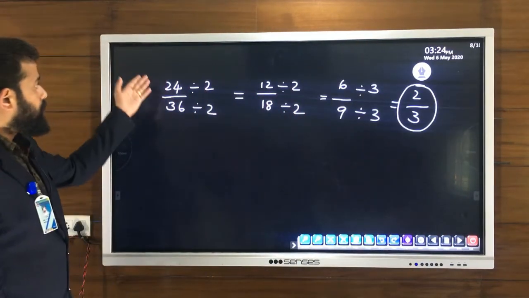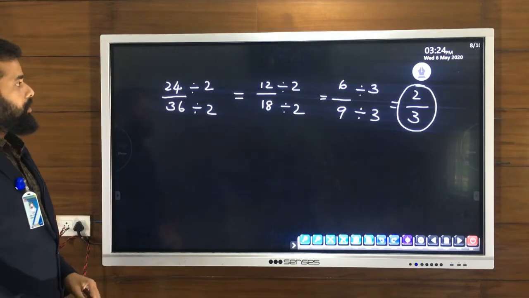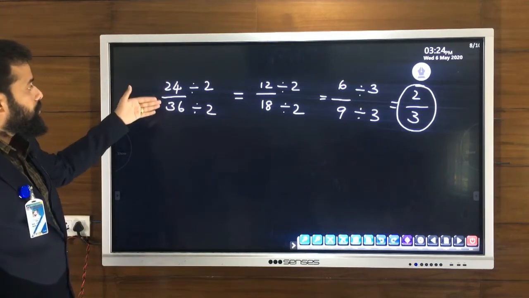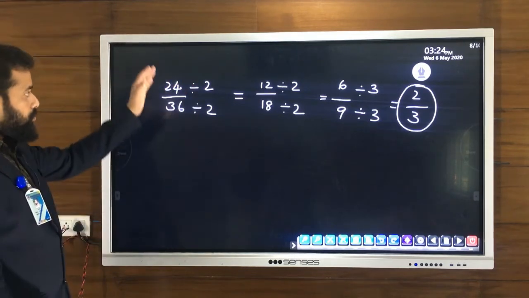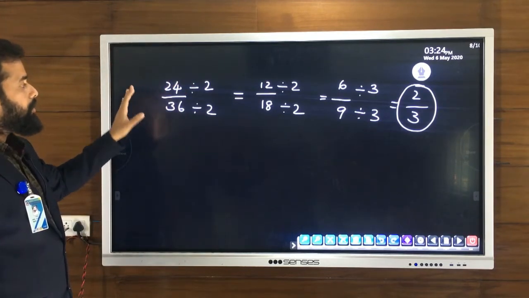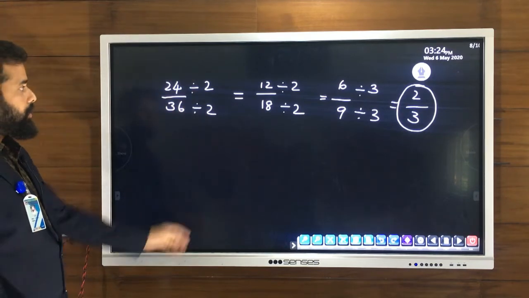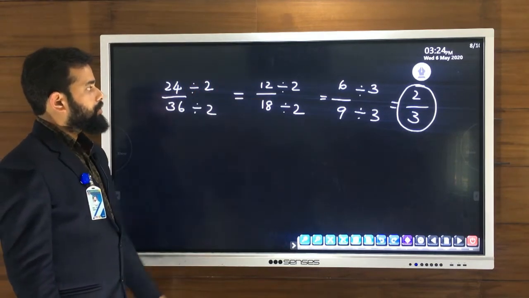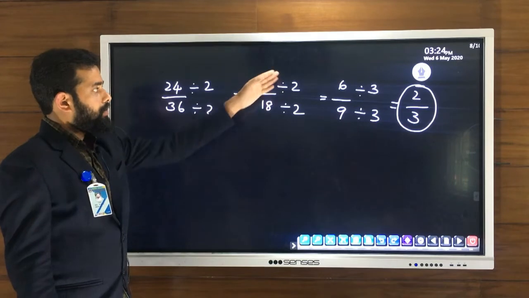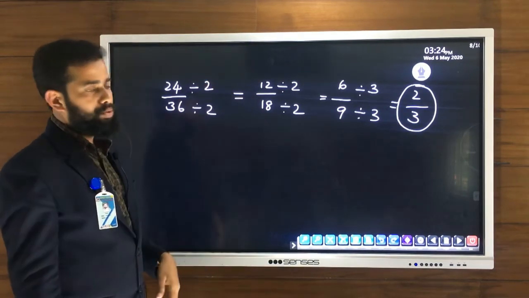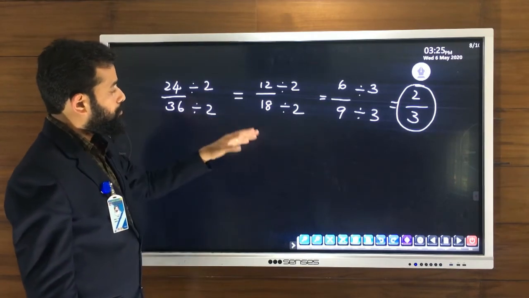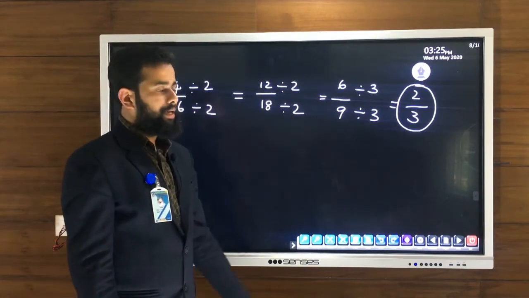For example, 24 divided by 36. We know that 24 and 36 have a common factor, that is 2. So, divide both numerator and denominator by the common factor. Again it will be 12 by 18. 12 and 18 have a common factor, that is 2. Divide it by 2: 12 by 2 and 18 by 2, which equals 6 by 9.